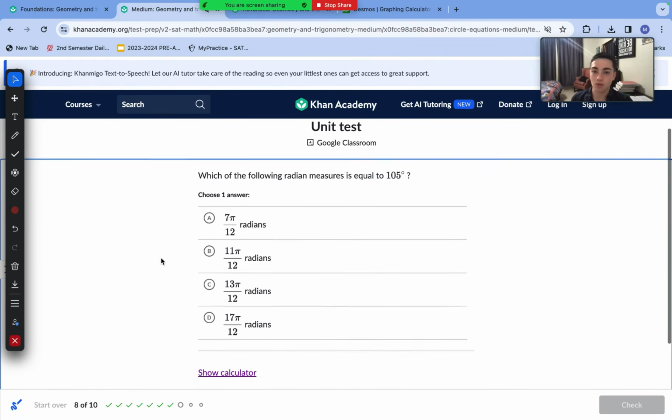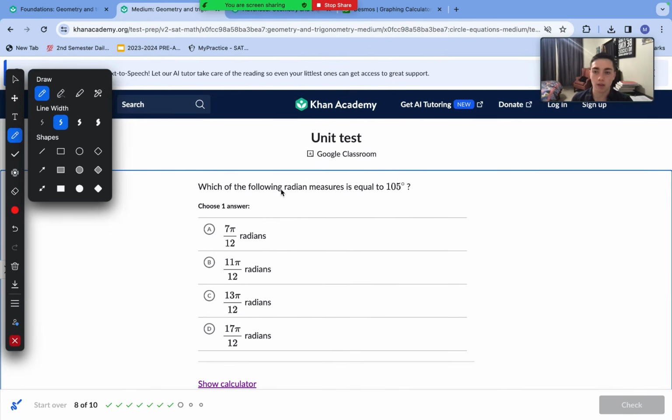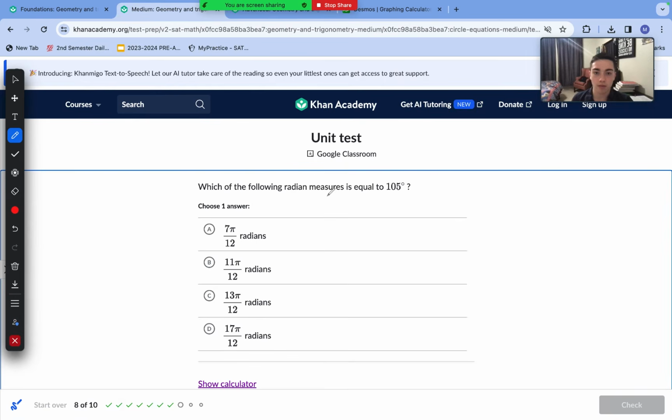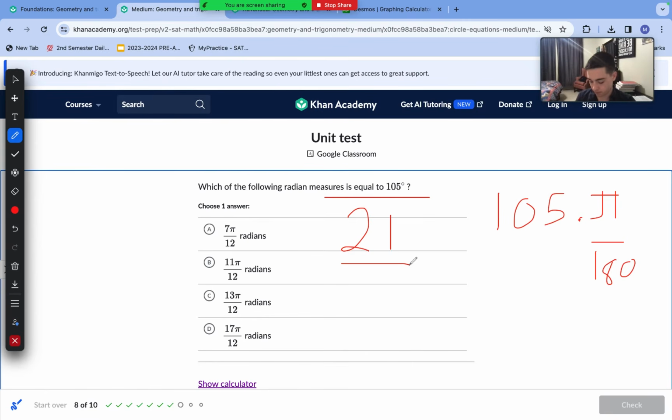Once again, we have another radian degree conversion. We are given 105 degrees. We have to convert this into radians. We're just going to multiply 105, this time by pi over 180. So now we need to simplify this fraction. We can divide both 105 and 180 by 5. 105 divided by 5 is 21. 180 divided by 5 is 36. So now we have 21 pi over 36.